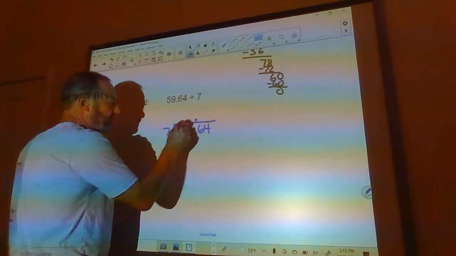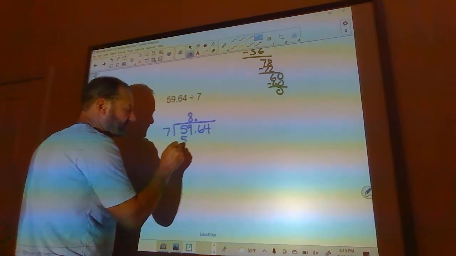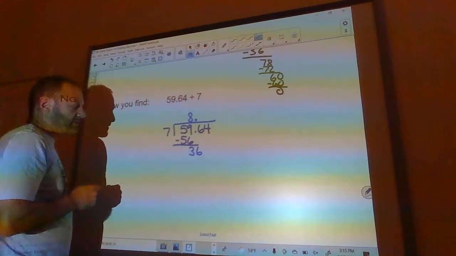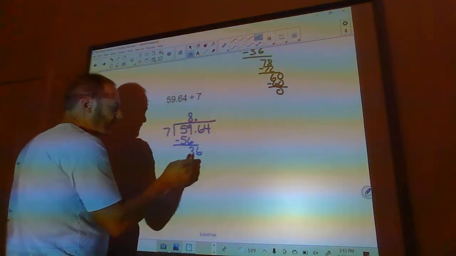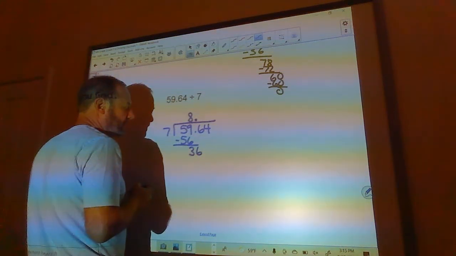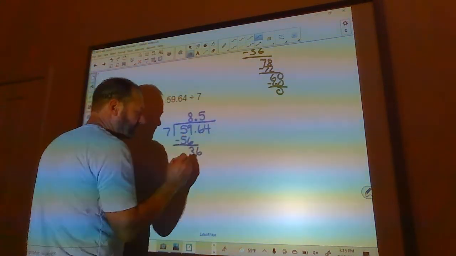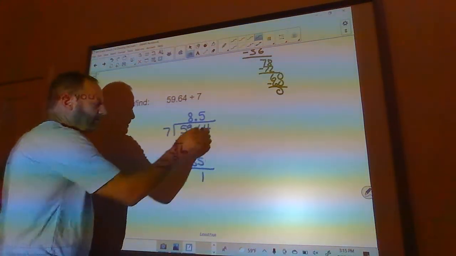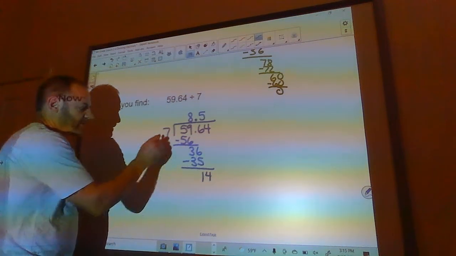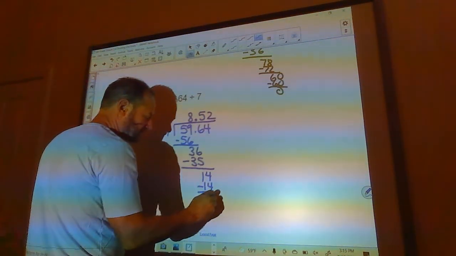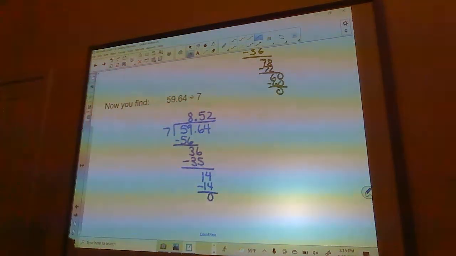7 goes into 59, 8 times? Because 8 times 7 is 56. Subtract, I get 3, drop down my 6. 7 will go into 36 5 times, because 5 times 7 is 35. Subtract, I get 1. Drop down my 4. 7 goes into 14 twice. 2 times 7 is 14, and I get a 0, and I'm done. So my answer is 8.52. So hopefully that's what you got.